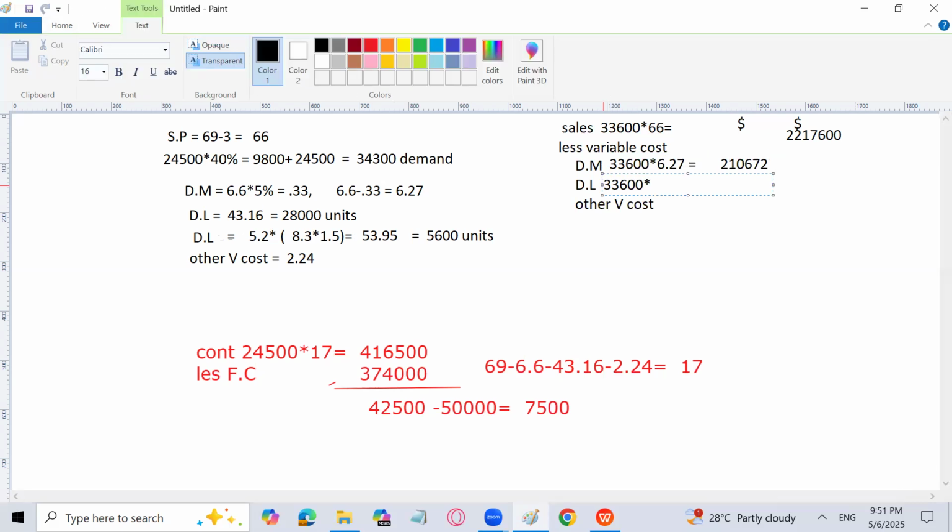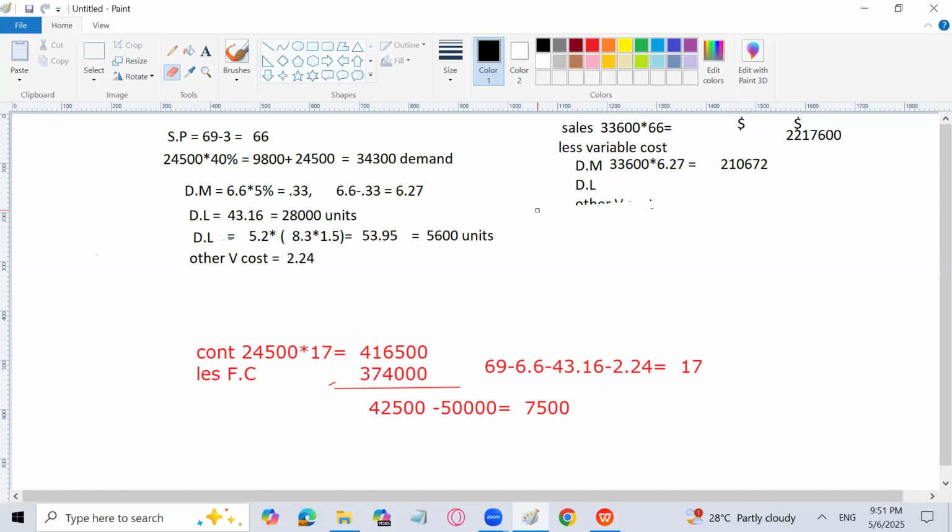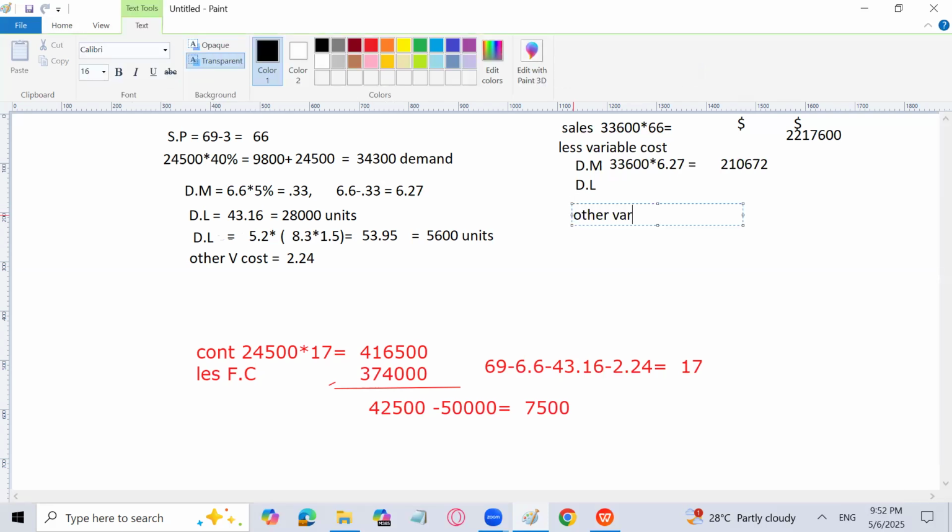And that is going to be 33,600 multiplied by the normal. The direct labor will come in two different portions. So let me show you. That is 28,000 units will be paid at the normal rate 43.16, but for the additional units 5,600 we are supposed to pay it as 1.5 times the basic rate, which is 53.95.